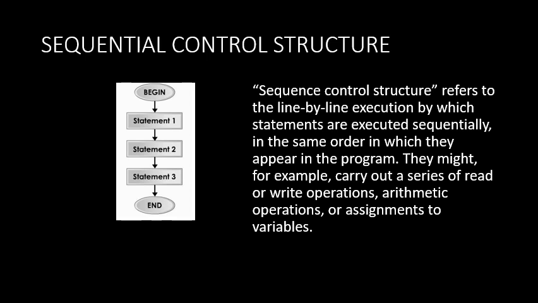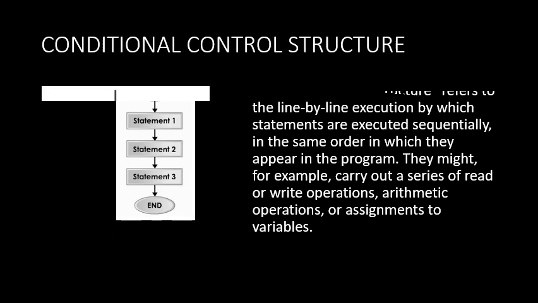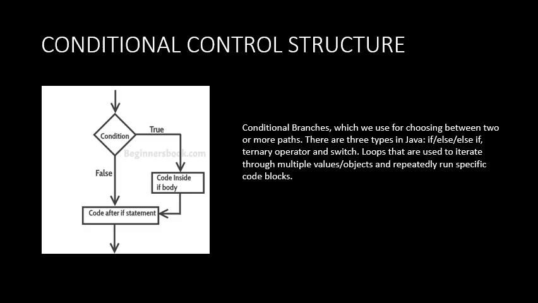They might, for example, carry out read or write operations, arithmetic operations, or assignment to variables. Means a simple program, like adding two numbers or subtracting two numbers, is mostly done in the sequential control structure form. Next is the conditional control structure. Depending upon some condition, if the condition is true, then that body will be executed. Otherwise, the false body will be executed.